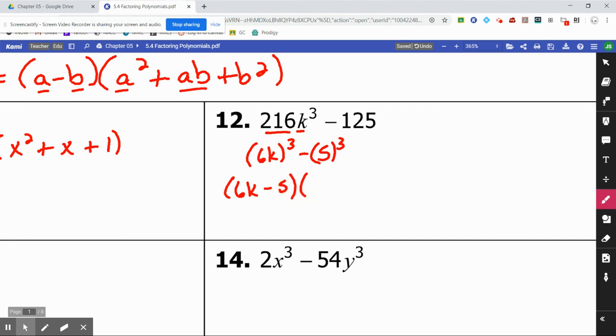And that's it. We have to square A, so we're squaring 6K, which would be a 36 and a K squared. Plus, we've got to multiply A times B. Now, I'm only dealing with this. Don't get confused with this negative sign here. Only the A and the B. 6K times 5 would be a 30K. And then I've got to square, plus my B squared would be plus 5 times 5, which is 25.